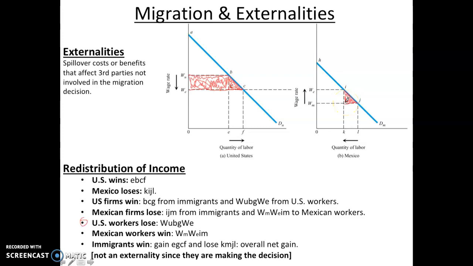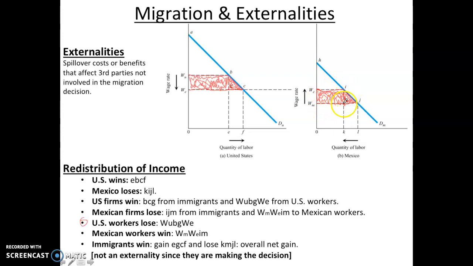At the same time, Mexican firms have to pay their remaining Mexican workers, 0 to K, a higher wage. And that's represented by the new higher wage for Mexican workers and the old market wage. So this area here is a loss to Mexican firms as a result of those Mexicans leaving to work in the U.S. Now you'll notice this area is WM, WE, I, and M.